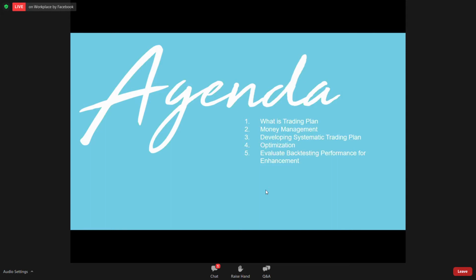I actually use optimization to explore the trading plan itself, the weakness and the strength. Is it an edge or is it just a kind of shock scenario from the data? The fifth one is about after we backtest, we have all the data, we have the results, we want to evaluate and enhance it if possible.